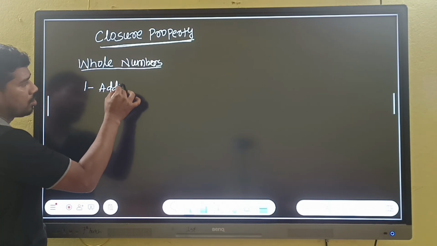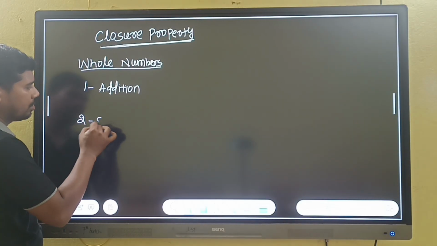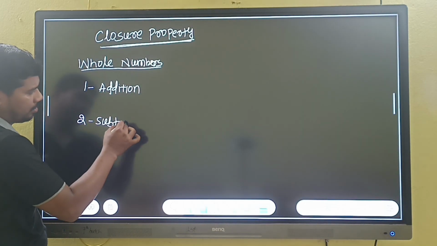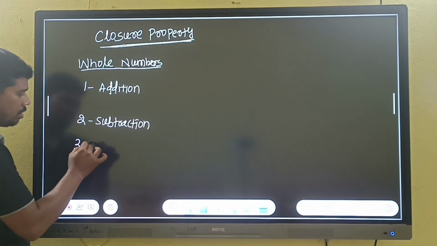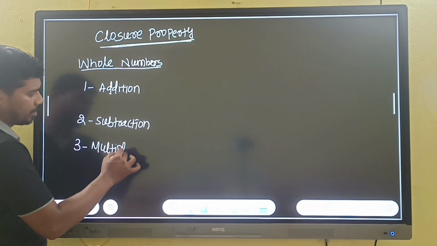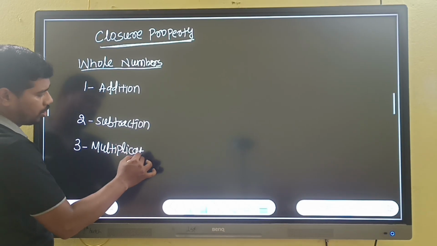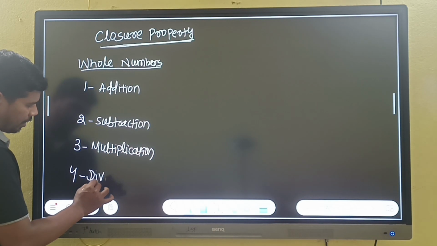Then second one is subtraction. Third one is multiplication. Then fourth one is division. So all these things we will discuss. Now here first we will check whole numbers.